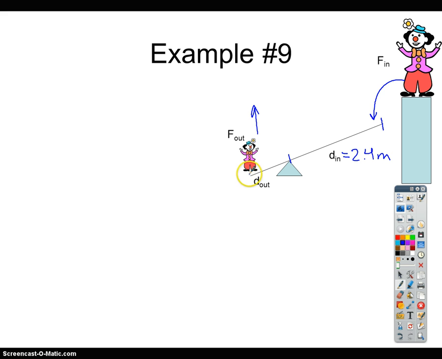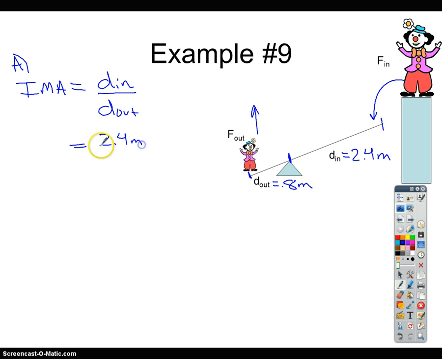The distance out, that's what comes afterwards, and the distance out in this problem is equal to 0.8 meters. The equation that we will use for ideal mechanical advantage, and this is part A again, is equal to the distance in, so d_in, over the distance out, d_out. Our distance in is 2.4 meters, and our distance out is 0.8 meters. When you divide the two, you end up with an ideal mechanical advantage of 3.0. Once again, there's no units on this part.